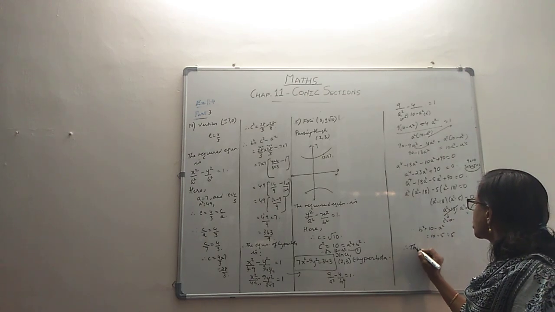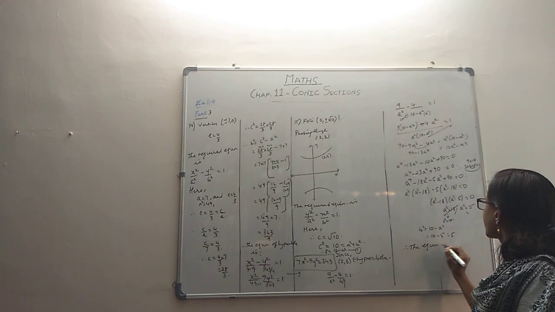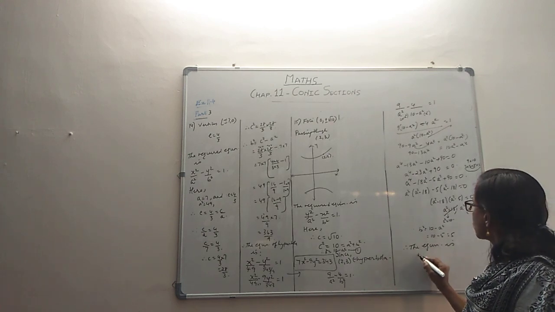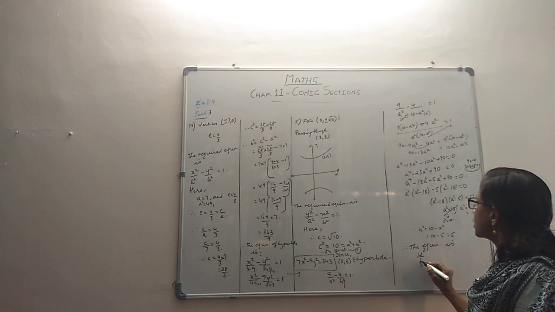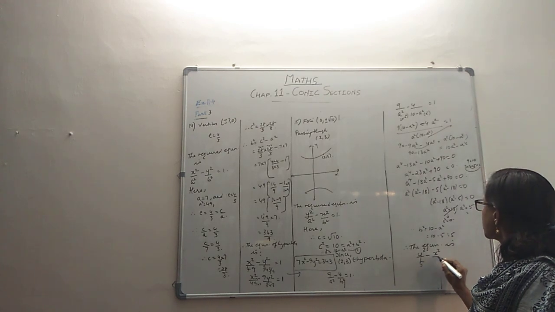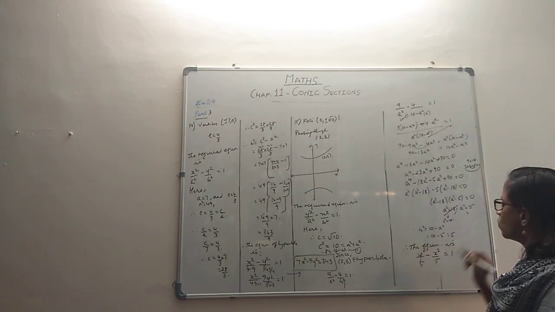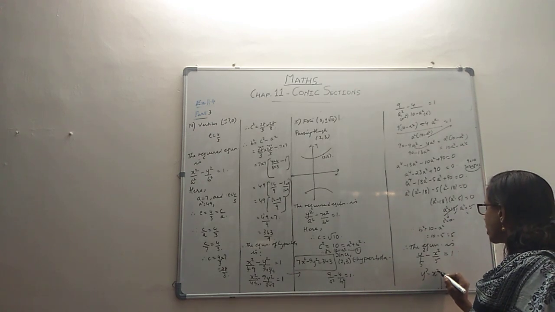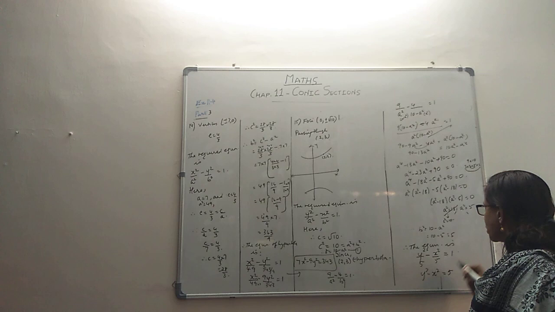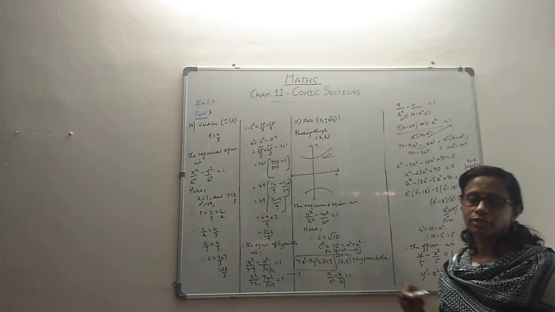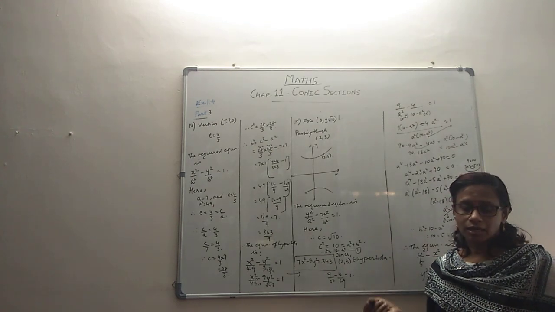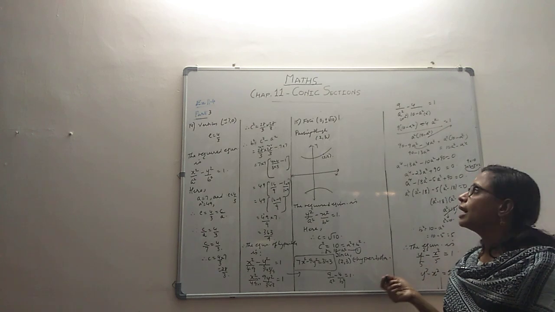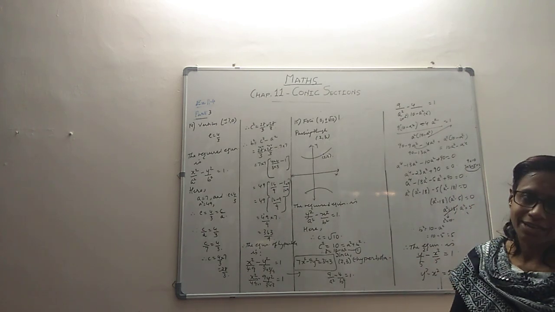Therefore the equation is y squared by a squared, which is 5, minus x squared by b squared, which is 5, equal to 1. If you want a common denominator, y squared minus x squared whole by 5 equal to 1. That way also you can. This is the required thing, and this is how we finish our exercise.